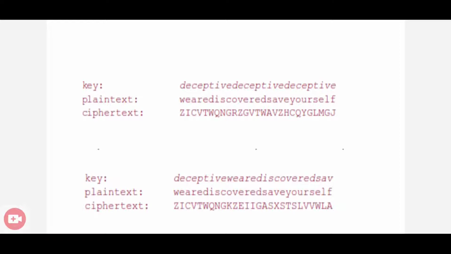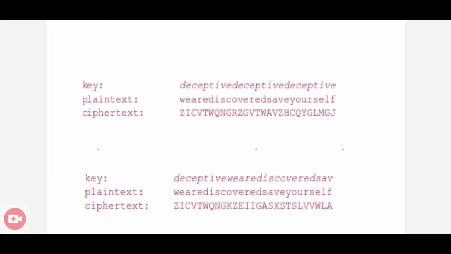In the first figure, we are repeating the word for making the length of the key the same as that of the plain text. But in the second case, you can see that after deceptive, we are using some of the first part of the plain text to make the key length the same as that of the plain text. So after deceptive, we are using we are discovered, S A V. That is some part of the plain text used for making the key length the same as that of the plain text. Clear? This is the second mechanism for the polyalphabetic cipher.